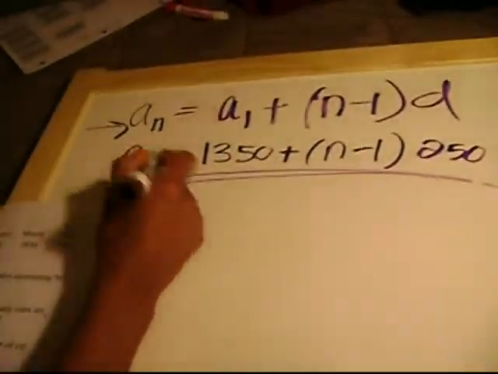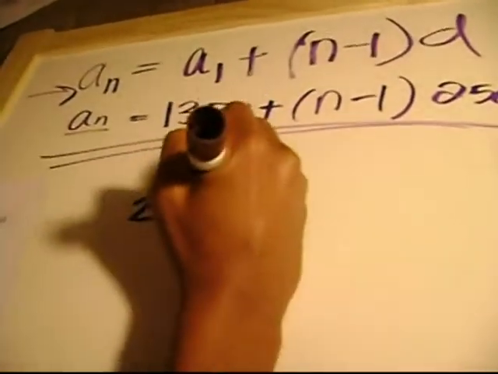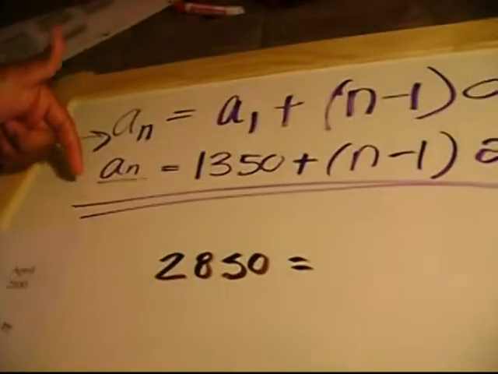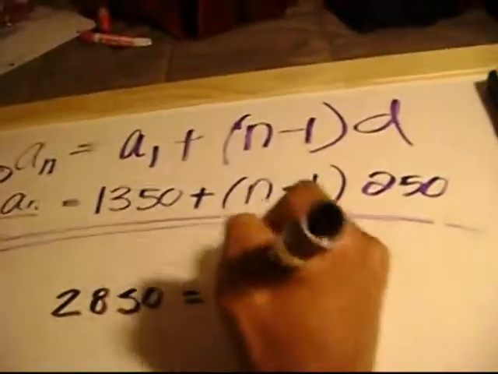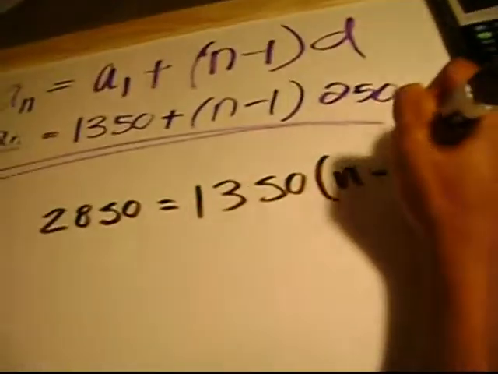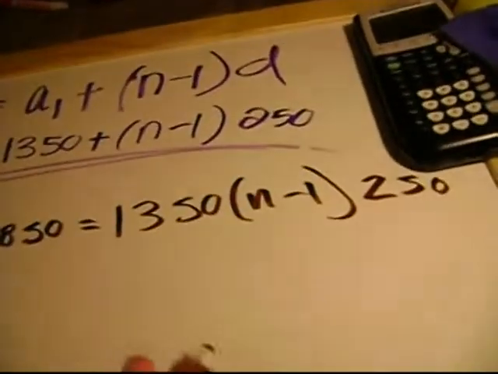You know that AN is 2,850. So you would plug that into this equation. Now, the only thing that changes is you know AN and you don't know N. You're trying to find N. So you would just plug back in. Now you just solve for N.